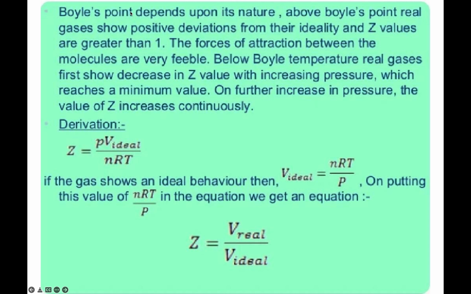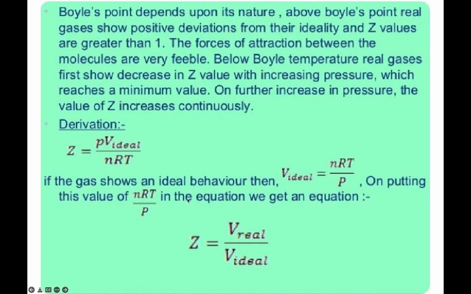Now, the Boyle point depends on the nature of the gas, and above Boyle's point, real gases will show positive deviation from ideality, and Z values are greater than 1. The attractive forces between molecules will be very low. Below the Boyle temperature, a real gas shows a decrease in Z value with increase in pressure until it reaches a minimum value. So if the pressure is further increased, the value of Z also will increase continuously. So what is the derivation? Z equal to PV real by PV ideal, that is, PV by nRT.